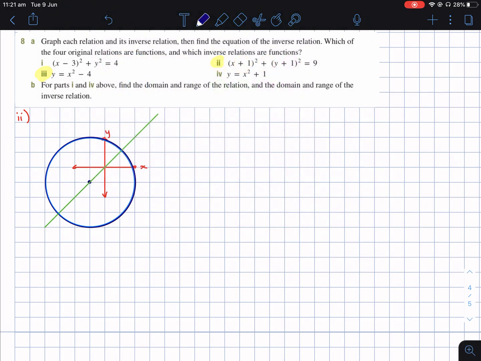So the domain of the function, well, the x's were between -4 and 2, and the y's were between, well, -4 and 2 again. And for the inverse, it's going to be the same.